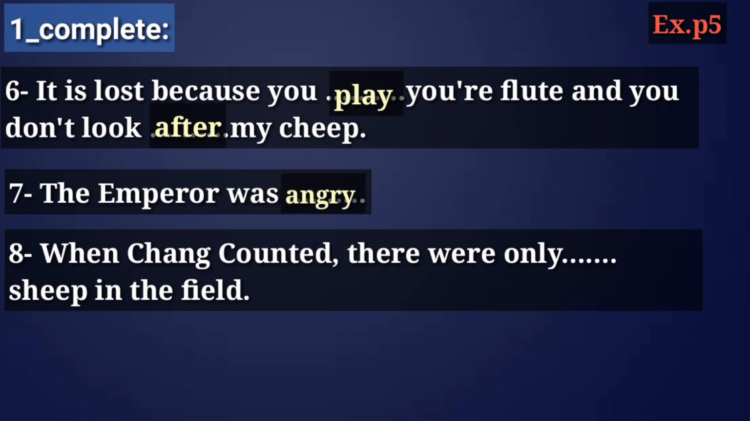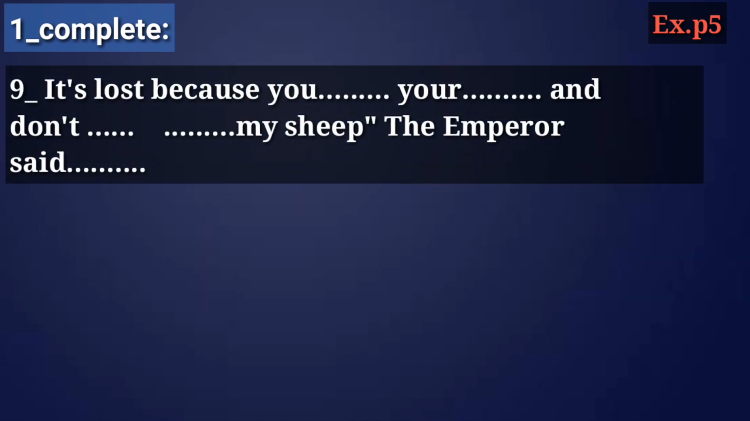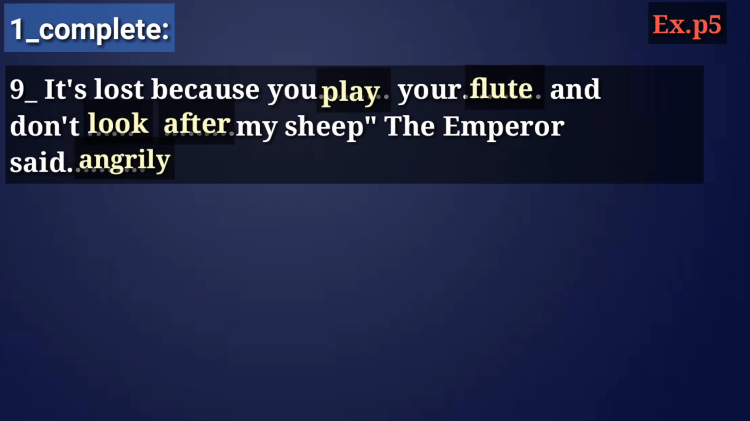Number 8. When Chang counted, there were only spaces sheep in the field. The answer is 19. When Chang counted, there were only 19 sheep in the field. Number 9. It's lost because you spaces your spaces and don't spaces my sheep, the emperor said spaces. The answer is play, flute, look after, angrily. It's lost because you play your flute and don't look after my sheep, the emperor said angrily.